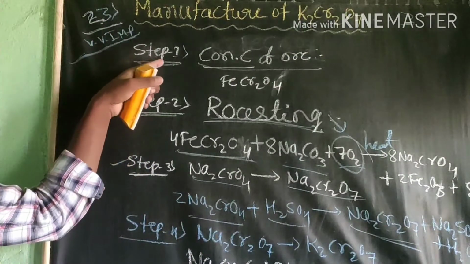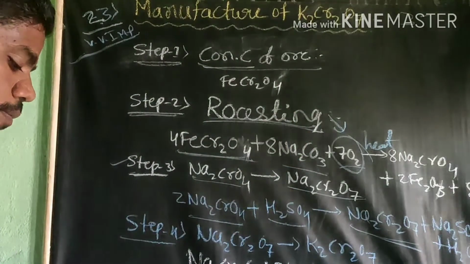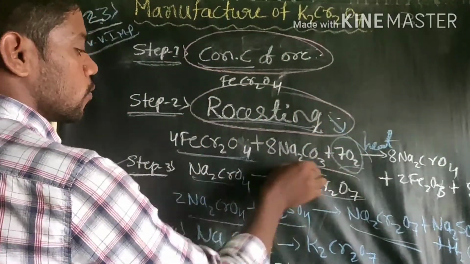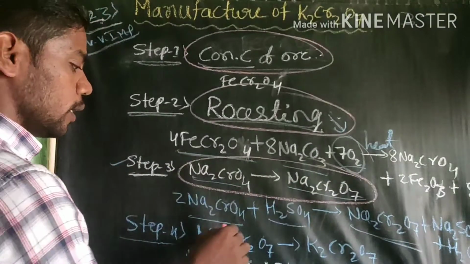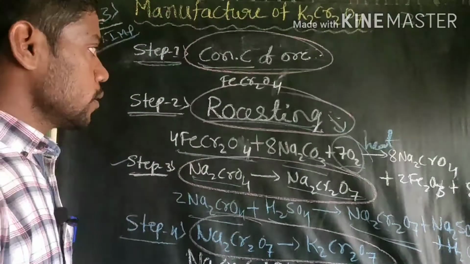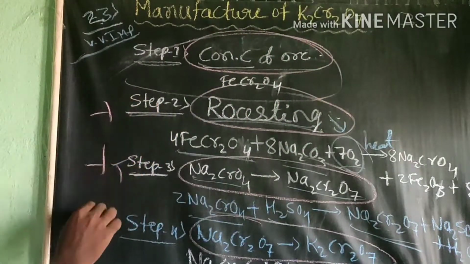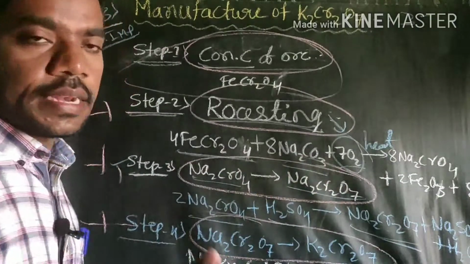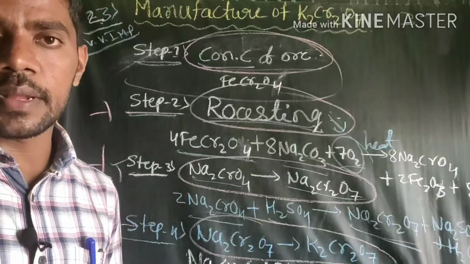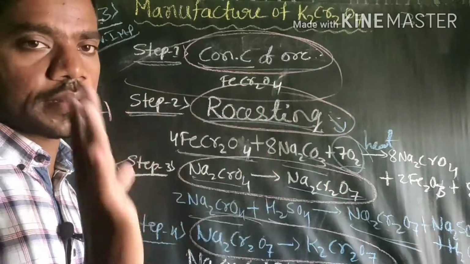In the first step, concentration of ore; then roasting of ore; then conversion of sodium chromate to sodium dichromate; next, conversion of sodium dichromate to potassium dichromate. I am telling the step names. Each step carries 1 mark. If you do not balance any of the single reactions, they will not give 1 mark. Only the balanced reactions give 1 mark. It's very simple to practice: 3 reactions, 3 marks, 100% question, practice it.